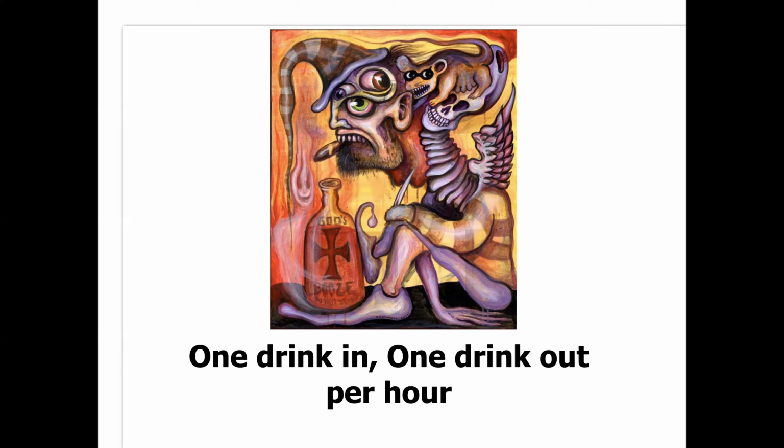Because of this steady state metabolism, one's blood alcohol level can continue to rise even if one's drinking rate decreases. The only way to maintain a steady blood alcohol level is to drink 1 standard drink per hour. 1 drink in, 1 drink out per hour.